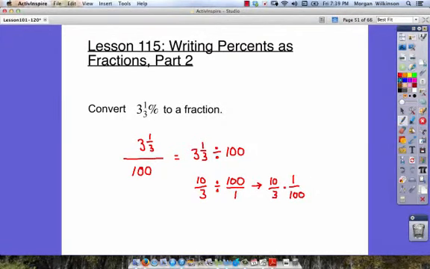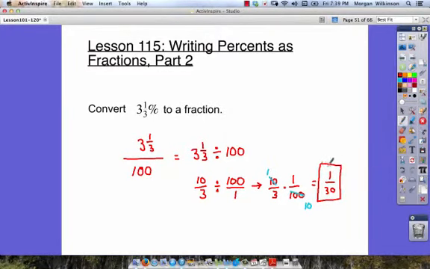Well, this is nice because we can simplify before we multiply. 10 goes into 100 10 times. So instead of writing 10/100ths, we can write 1/10. And now we can find our answer. 1 times 1, that's 1. And 3 times 10 gives us 30. So we've solved our problem. 3 1/3%, that's the same thing as 1/30th.